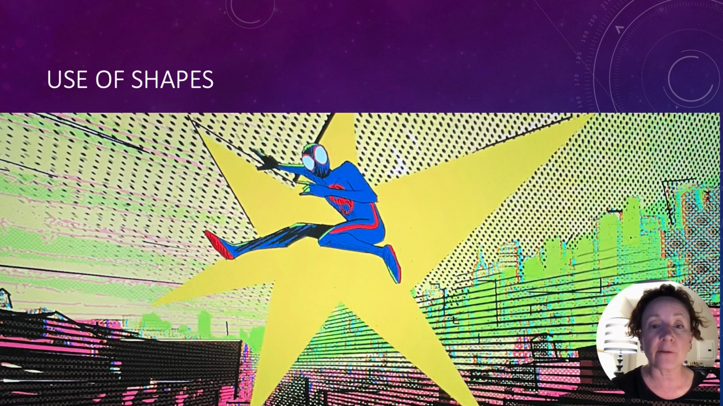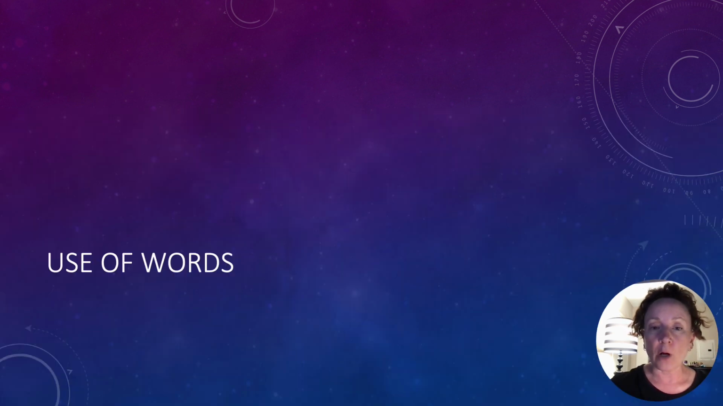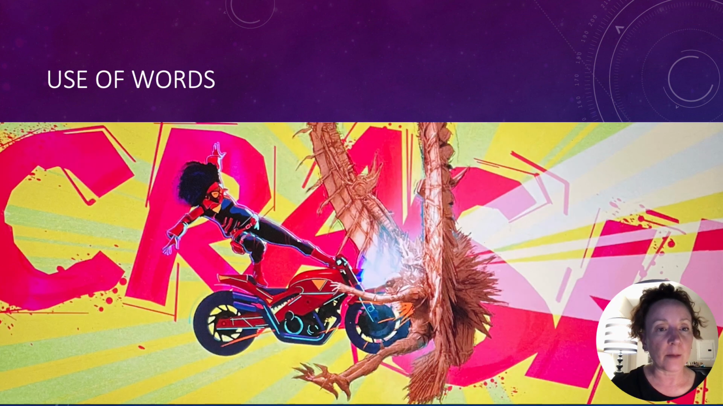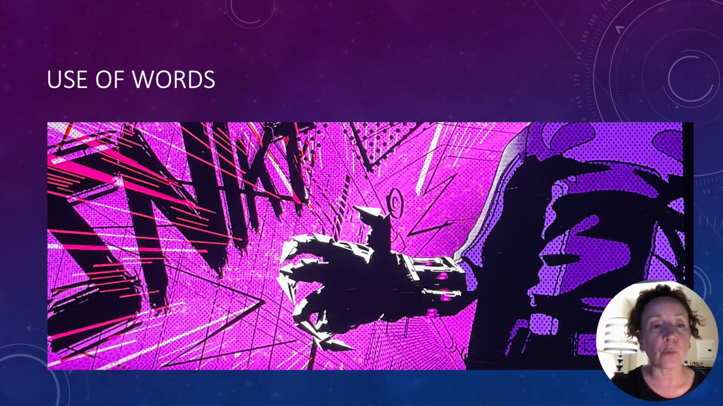Here too, this is very much a comic book look, where we see Miles in the middle, and then we've got this star. It's adding interest and giving it that comic book feel. Like I said before, there's also the use of words in the background. Here we see the word crash as this action is happening, and it helps to reinforce what's going on. We see a little bit of text here, and this is very much a comic book thing too, where you see this grid style over the top of it.